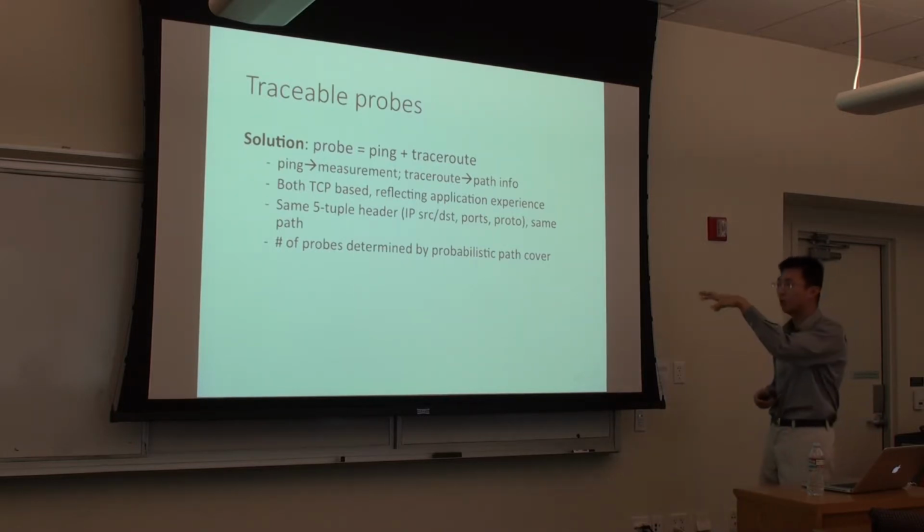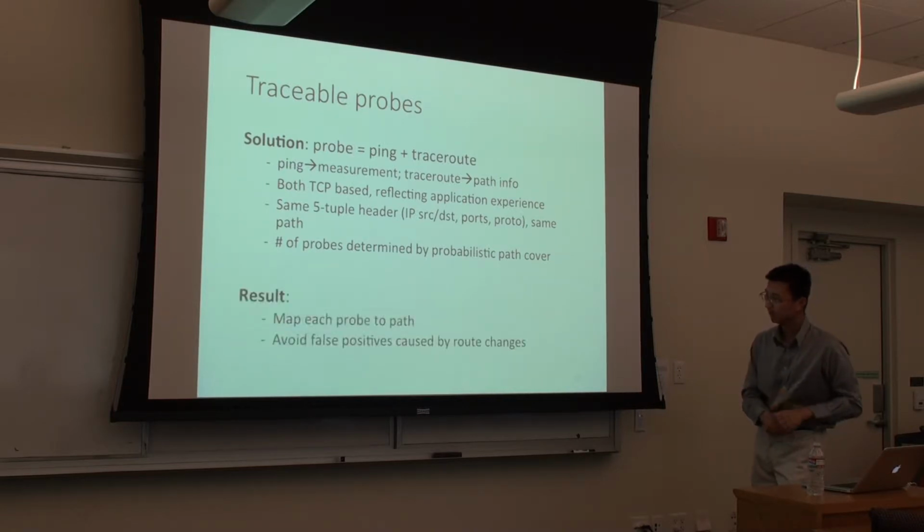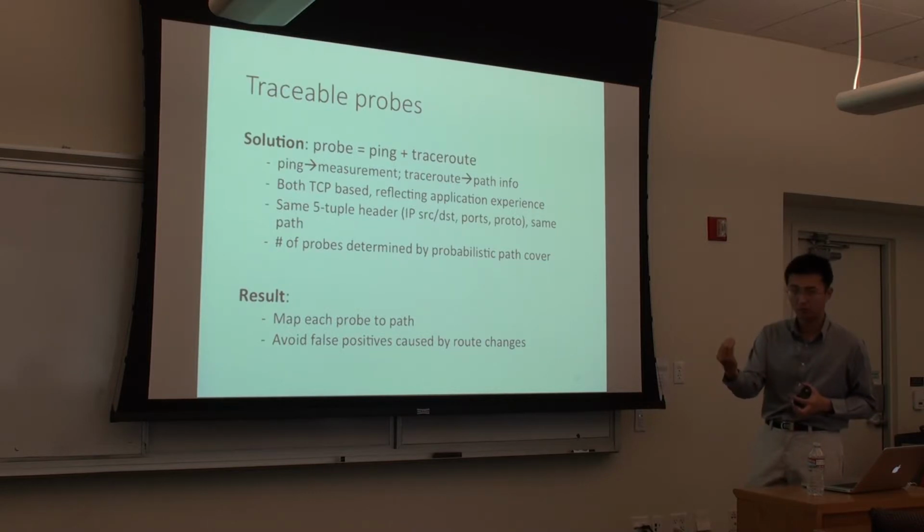And the number of probes you need is just determined by the probabilistic path cover. The result is that now we can map each probe back to the path, and we can avoid these false positives caused by the routing changes, because now we have the path information in the probe.